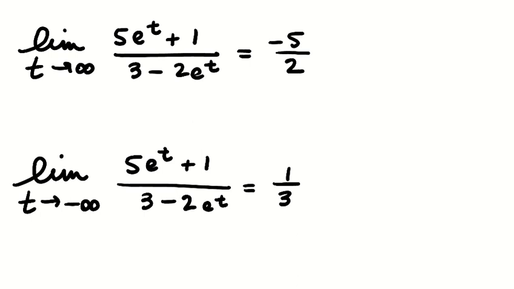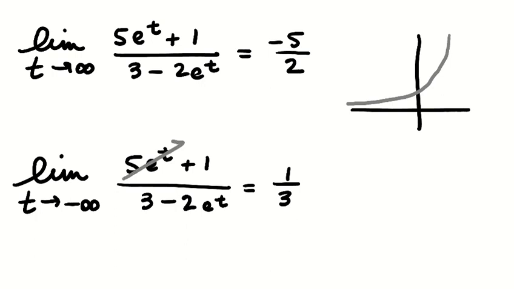But as t goes to negative infinity, remember the graph of y equals e to the t looks like this. As t goes to negative infinity, it goes really towards 0. So that means that as t goes to negative infinity, this is 0. And this thing is 0. And so you're just left with 0 plus 1 divided by 3 minus 0. And that's where you get that 1 third. Okay, so I wouldn't want you to forget about those type of limits either.